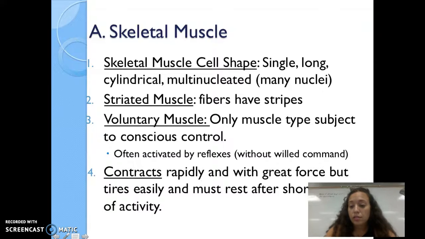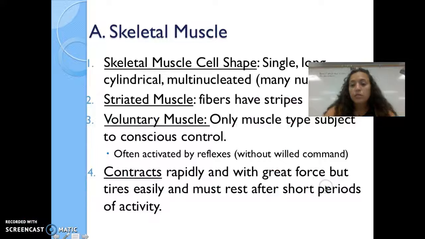The contraction, so this is something that's new. The type of contraction: your contractions are rapid, very fast with a lot of force, but it tires easily and you must rest after short periods of activity. So as you know, if you're exercising or lifting something or using those muscles, your muscles will start to burn. That's because you don't have enough energy, and that's actually lactic acid buildup, which we'll talk a little bit more about later on.